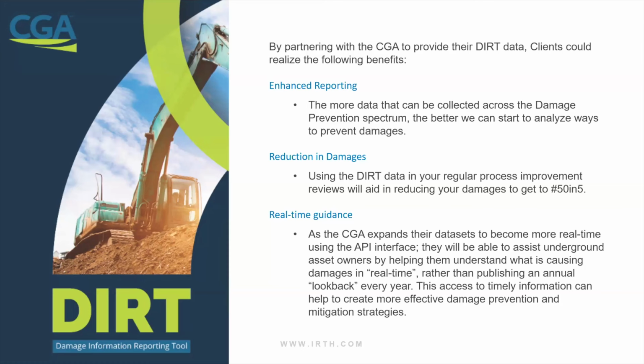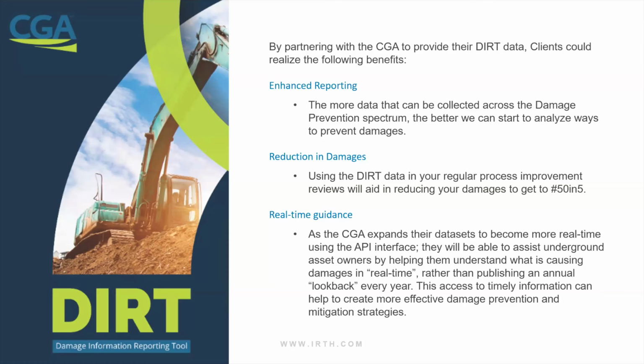So when you're looking at the Dirt reports from CGA, the more data that can be collected, the better that the CGA and us as operators and software vendors can start to help you analyze ways to prevent damages. And by analyzing that data, that goes twofold in the fact that we can then use that data to predict and look at reducing damages. And really the goal is to get to a 50% reduction in 5 years. And I think we're about 1.5 years under our belt now. And so the goal here is to really start using data.